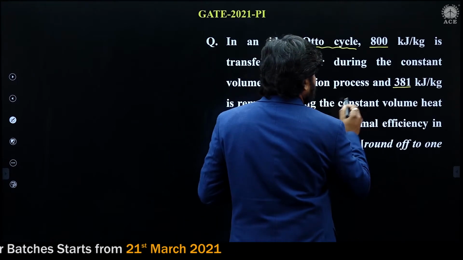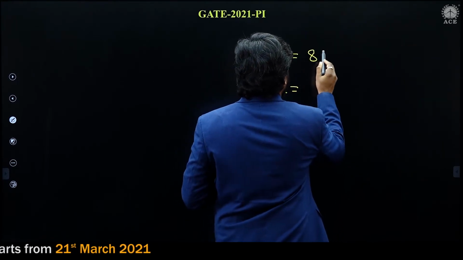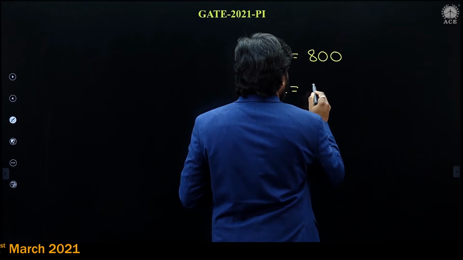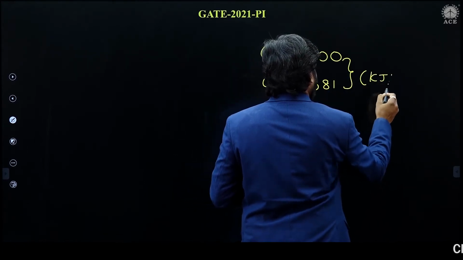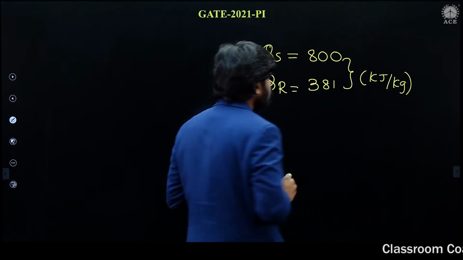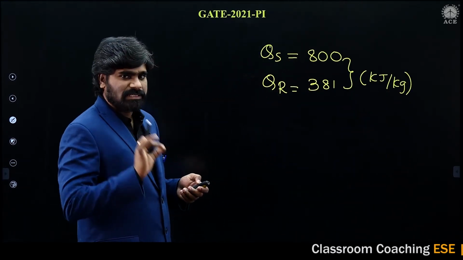Heat supplied is 800, heat rejection is 381 kilojoule per kg. Just heat supply and heat rejection are given.